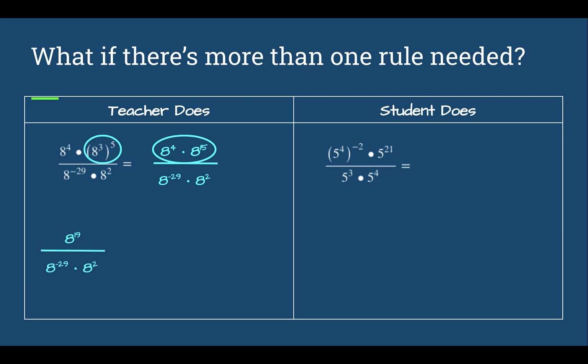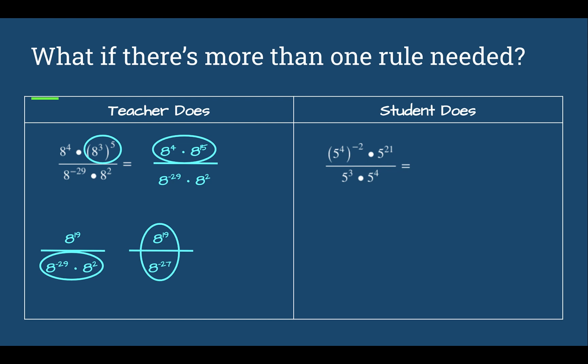Now I'm going to simplify the bottom. Again, it's the product rule. 8 to the negative 29 times 8 to the 2. Add them together. 8 to the negative 27. And finally, I can use my quotient rule. So here I would need to subtract the exponents.